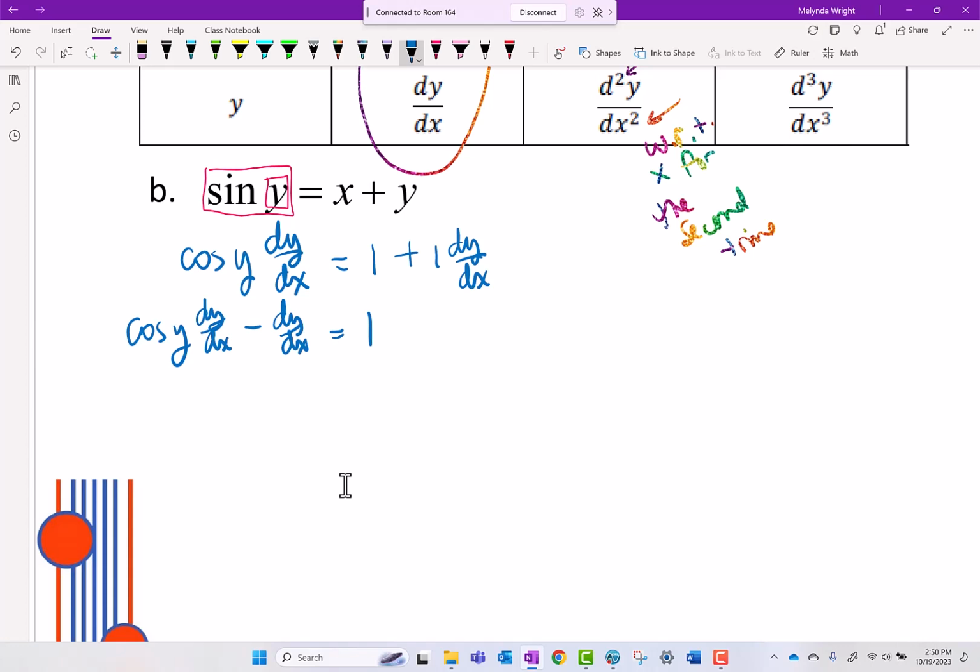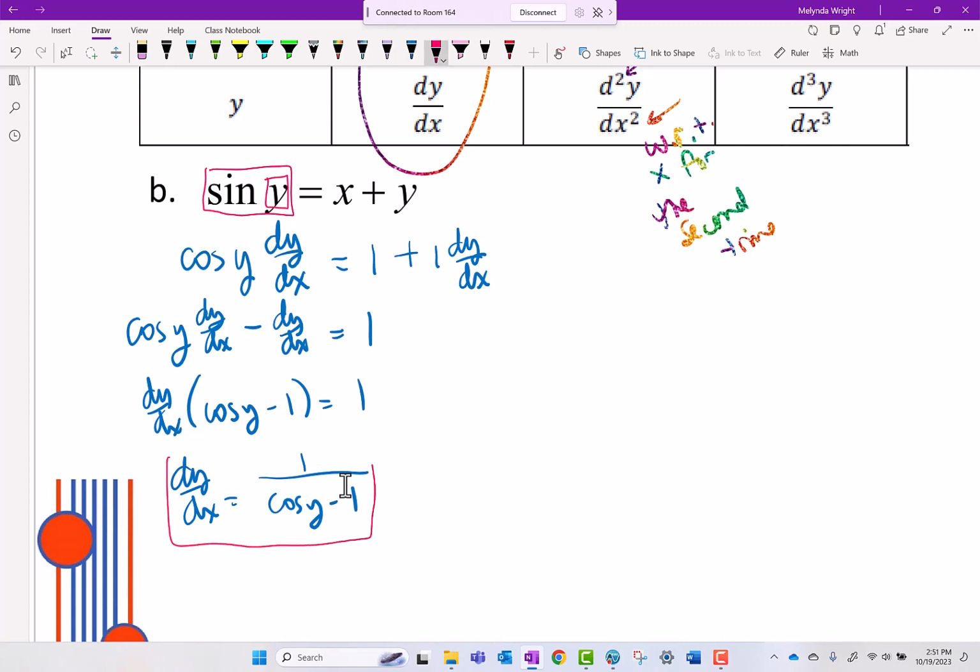Then recall what we do next. We factor out the dy dx. Very good. And then our last step is to solve for dy dx. So I'm going to divide both sides by cosine y minus 1. So dy dx is 1 over cosine y minus 1. And that's great. I'm going to go ahead and just box this in so that we have this as a reference, because we'll need it in a little bit.